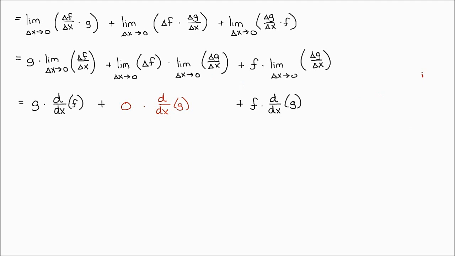Anyway, this limit is just the derivative of f, which they told me existed. The last one over here is a derivative of g, which they told me existed. And this one we've shown is just 0. So all these limits do exist. So this just turns into a nice, beautiful g times d dx of f plus f times d dx of g.